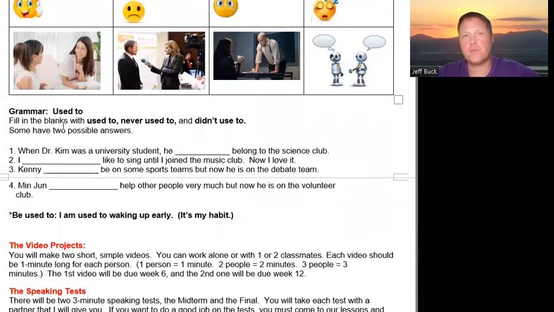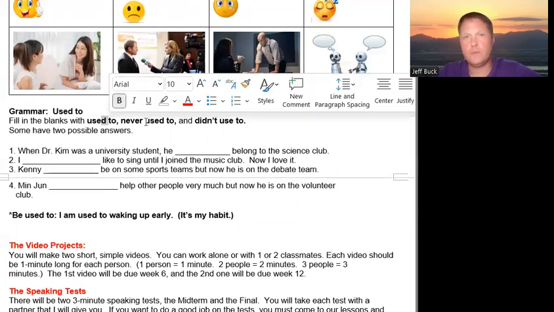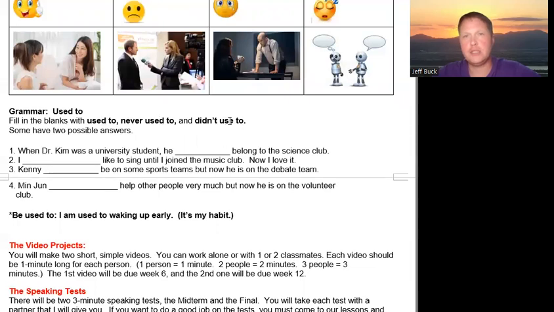Okay, and now the grammar. Used to, never used to, didn't used to. So you notice used to, never used to, didn't used to, use. So used past tense, did past tense, didn't. So you don't need D here, but they sound the same. Used to, never used to, used to. It doesn't matter if there's a D or not in terms of pronunciation. So you can do this on your own and then come back for the answers or just do it with me.